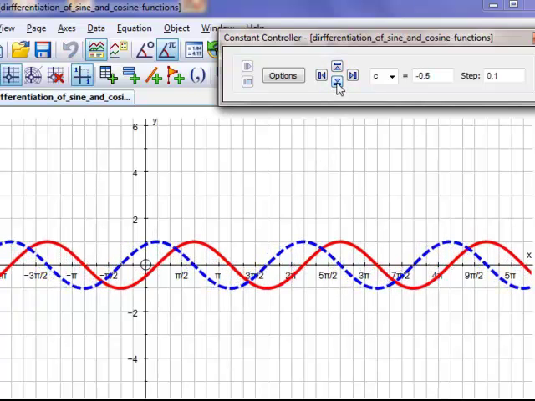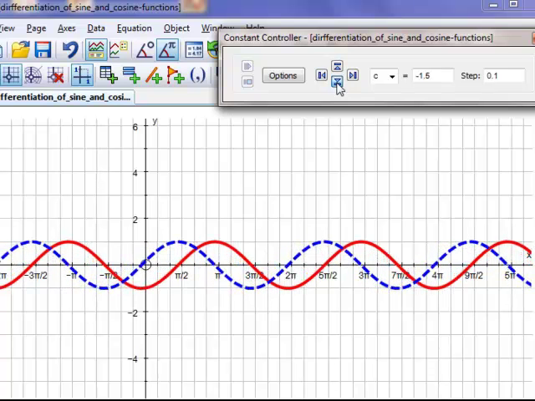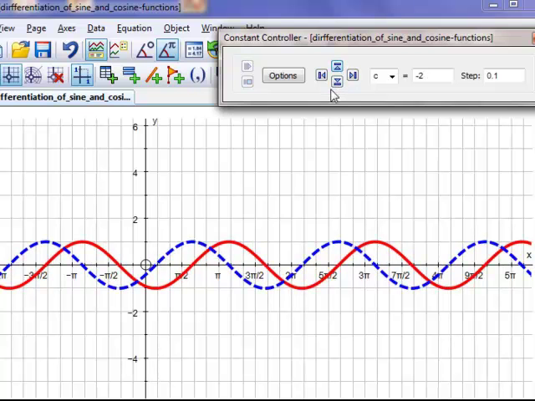Bring it down to a negative. The translation vector has changed. When C is negative 2, the vector translation is 2, 0. Okay, so C doesn't affect the differentiation at all. It's just a translation.